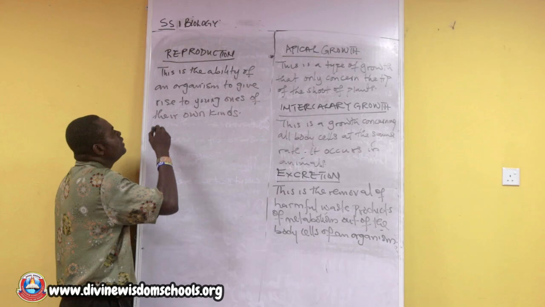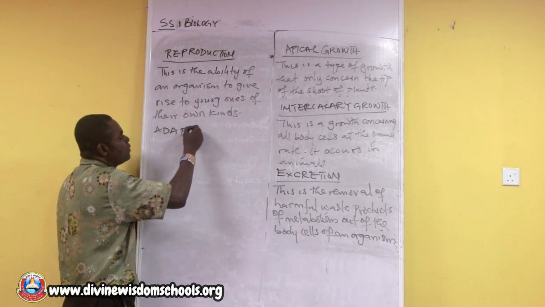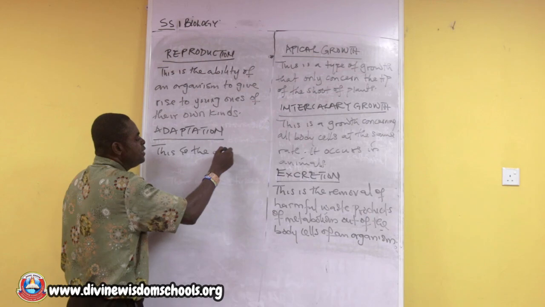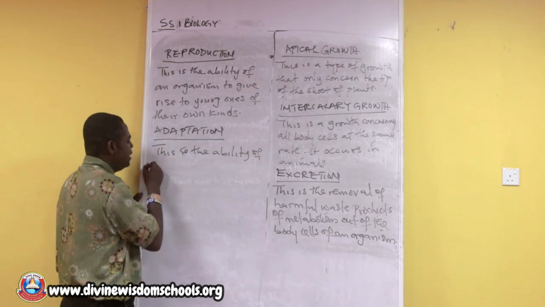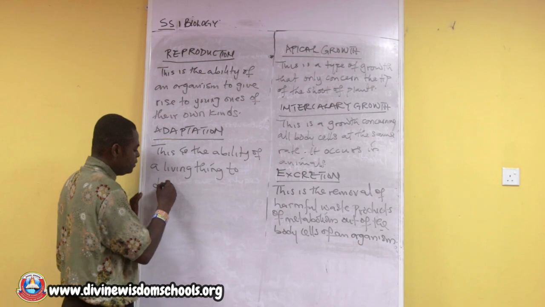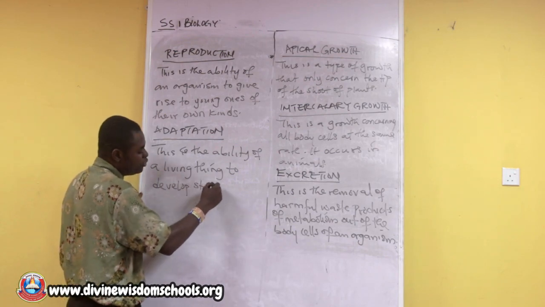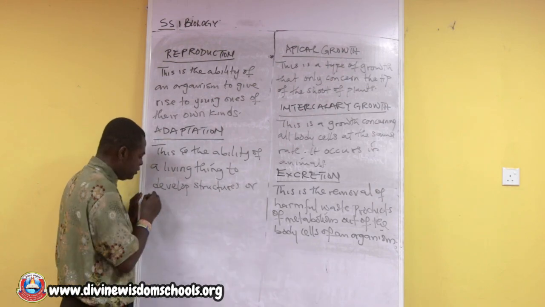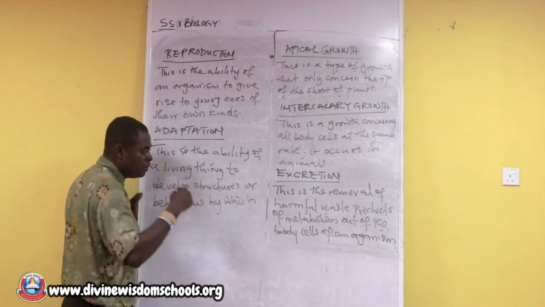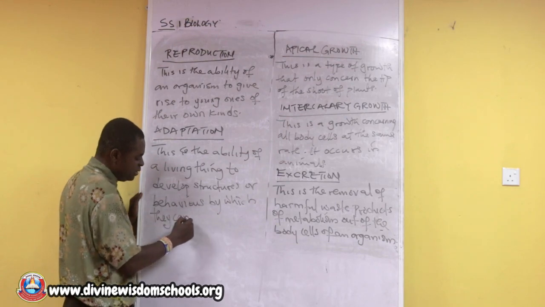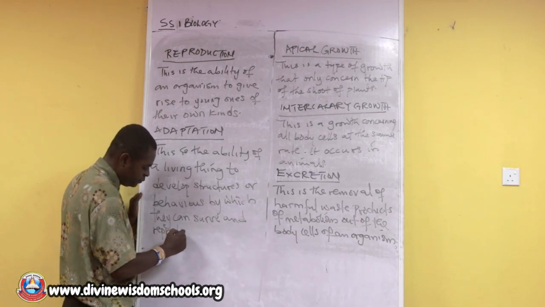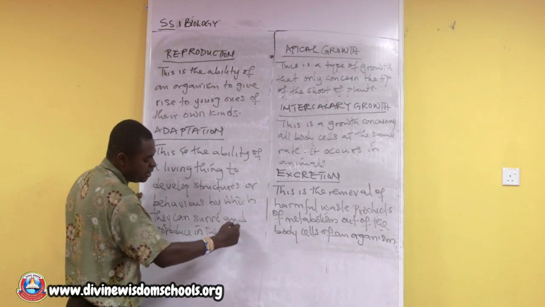And another one is adaptation. Adaptation. This is the ability of a living thing to develop structures or behaviors by which they can survive and reproduce in their natural environment.